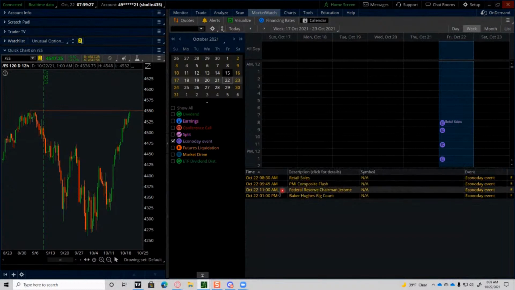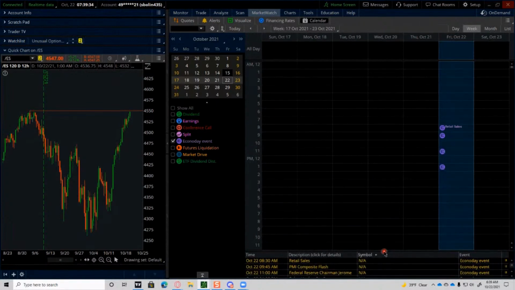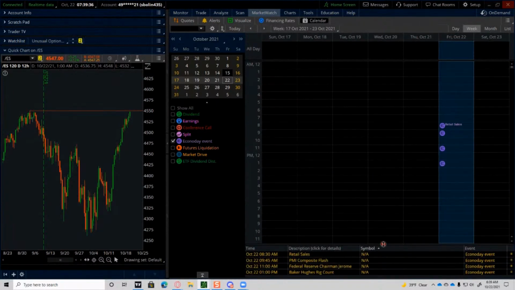(8:30), 9:45, 11 and 1. Now I've got to admit the 1 o'clock rig count doesn't really mean a whole lot of nothing. I worked on the drilling rigs for 20 years, and it does not matter a lick to the market if there's 20 rigs drilling or 21 rigs drilling, right? So we're going to just discount the 1 o'clock. But 8:30, 9:45, and 11.